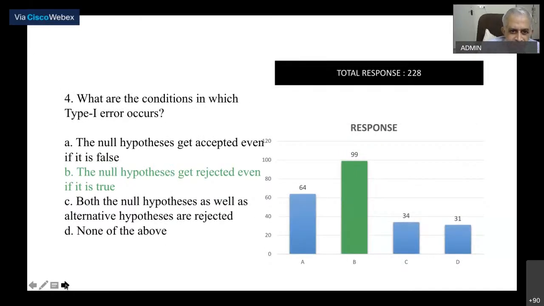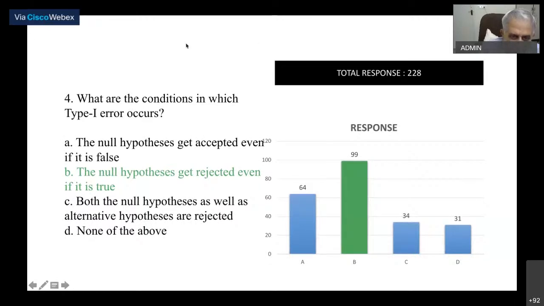What are the conditions in which type 1 error occurs? Type 1 and type 2 errors, I think you must be knowing. Type 1 error is rejecting the null hypothesis when it is actually true, whereas type 2 error is failing to reject the null hypothesis when it is incorrect or false. So the null hypothesis gets rejected even when it is true.